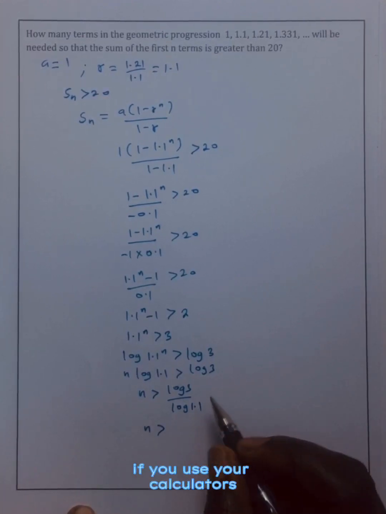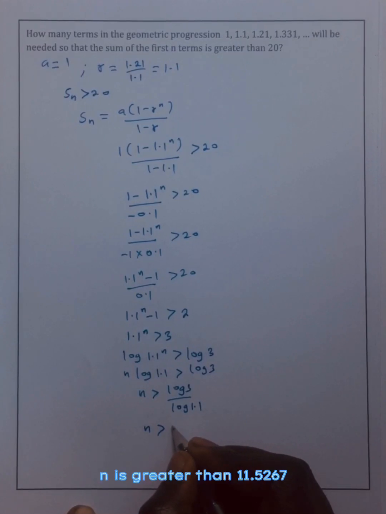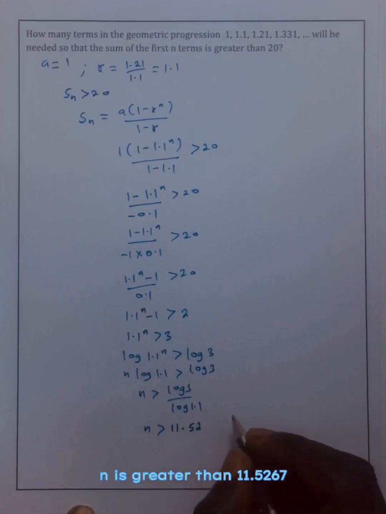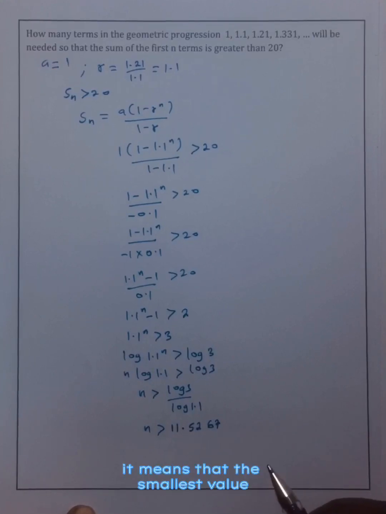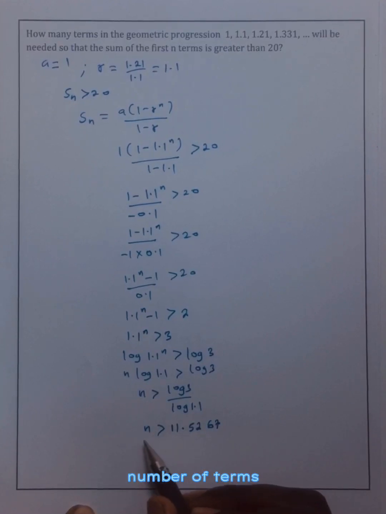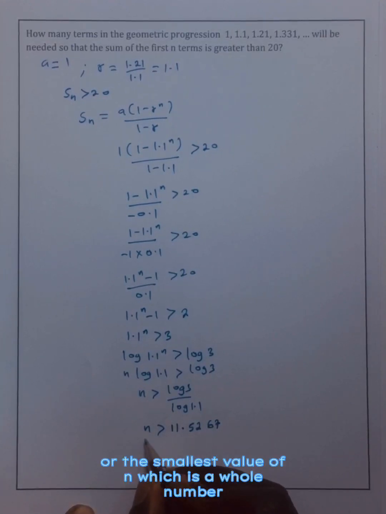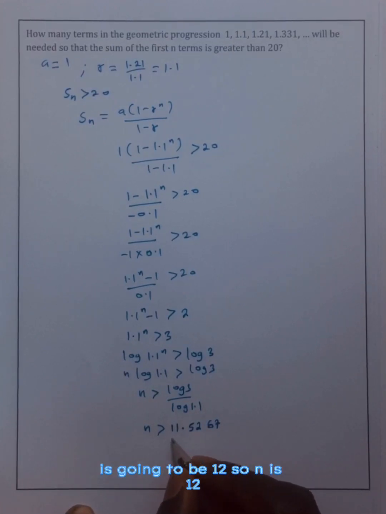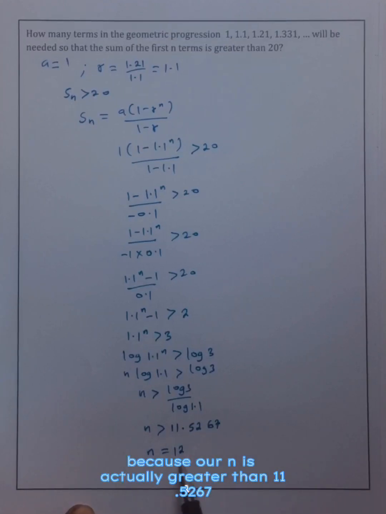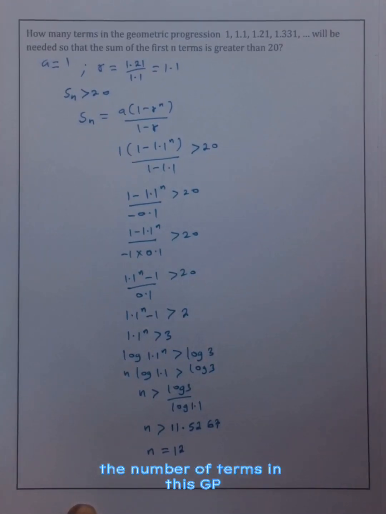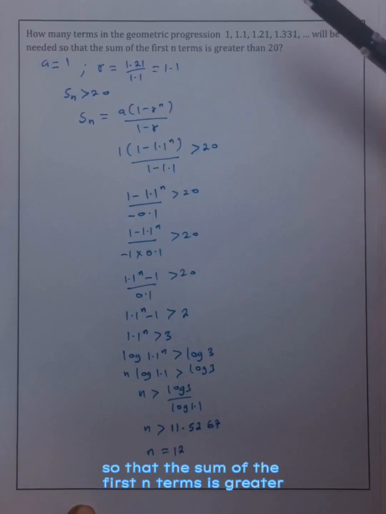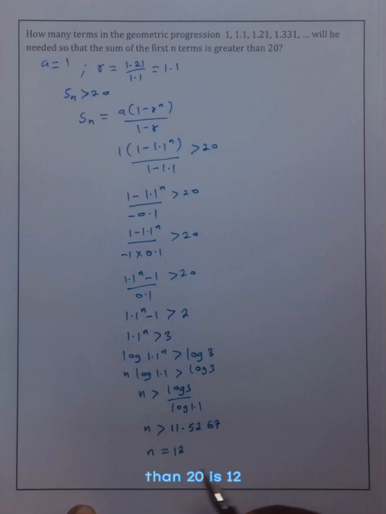So n is greater than, if you use your calculators, you're going to get this to be n is greater than 11.5267. So it means that the smallest number of terms, or the smallest value of n, which is a whole number, is going to be 12. So n is 12 because our n is actually greater than 11.52. So the number of terms in this GP that will be needed so that the sum of the first n terms is greater than 20 is 12.